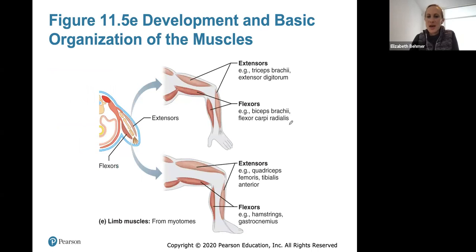So this is a look at where your extensors and flexors are in the upper and lower limbs and examples of each. Extensors in the lower limb will kick out the leg like you're kicking a soccer ball, and flexor muscles will kind of kick back like you're kicking your butt. Extensors in the upper limb will straighten the arm, and flexors in the upper arm will flex the arm like a bicep curl.